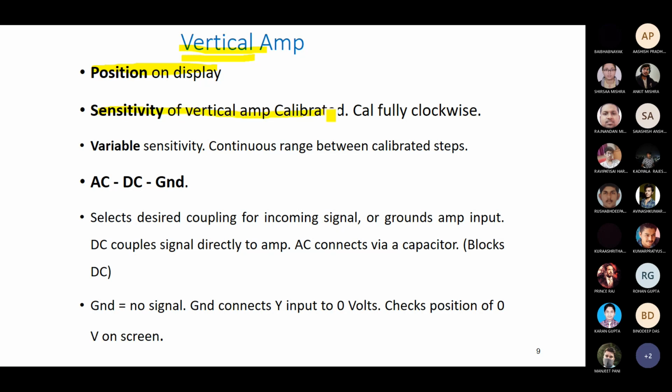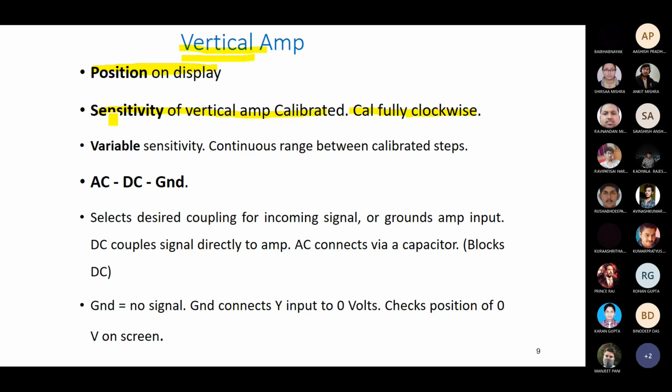Sensitivity of the vertical amplitude is calibrated when turned fully clockwise. Your instrument is already calibrated by the manufacturer with some standard instrument, but still you can check the calibration. One external source is there. When you purchase an oscilloscope, they inherently give one terminal. Beside that terminal it is written, 2 volt peak to peak, and some hertz, maybe 50 hertz.